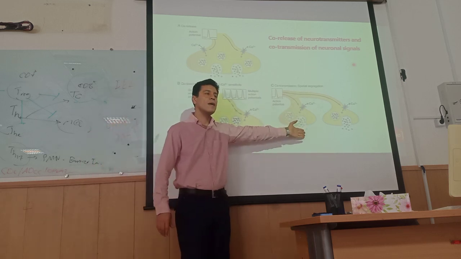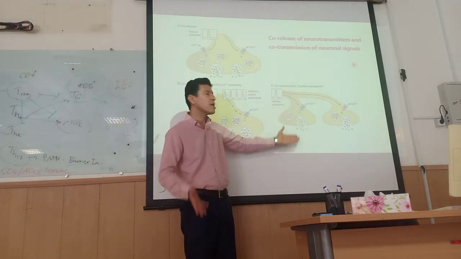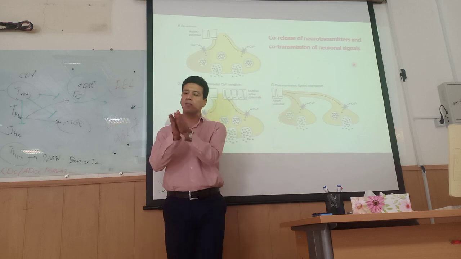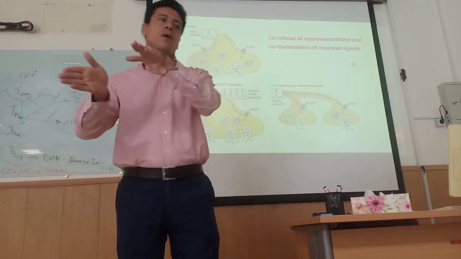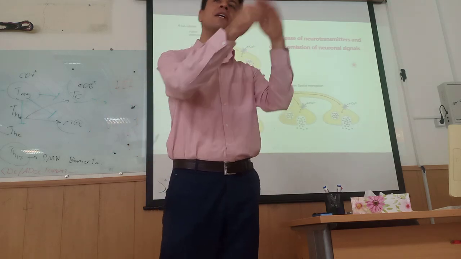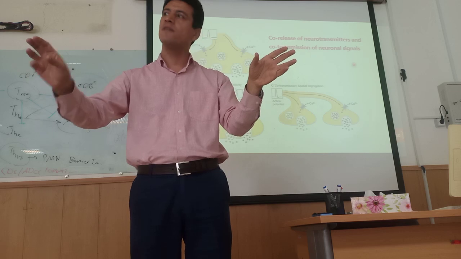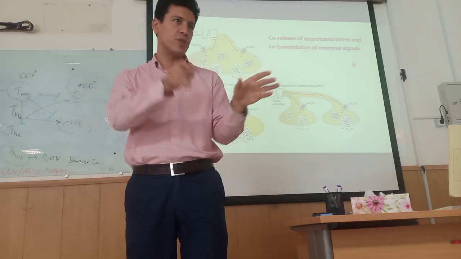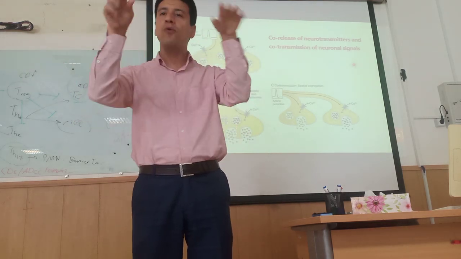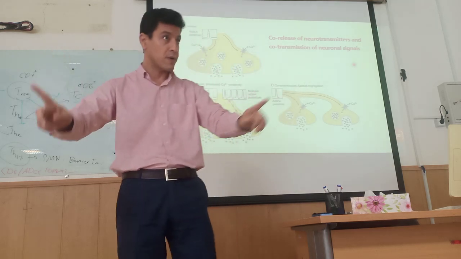Then the next one was co-transmission, but with spatial segregation. One axon is divided into two branches. One of them makes a synapse on a target with a special neurotransmitter. Another one makes synapses on another target with another neurotransmitter. So when an action potential arrives, it releases both of these neurotransmitters, but at different locations, right?